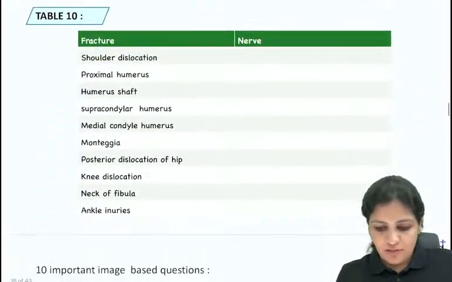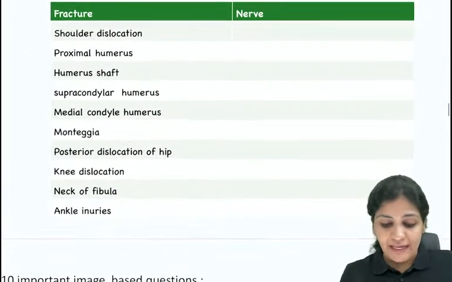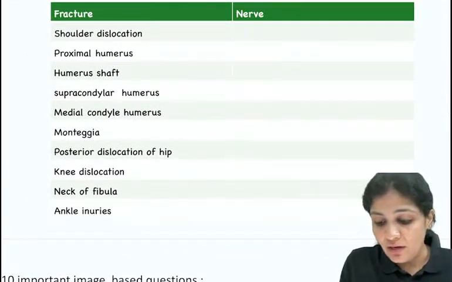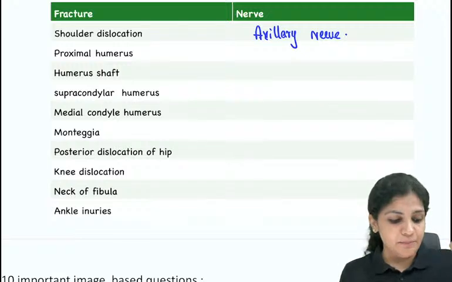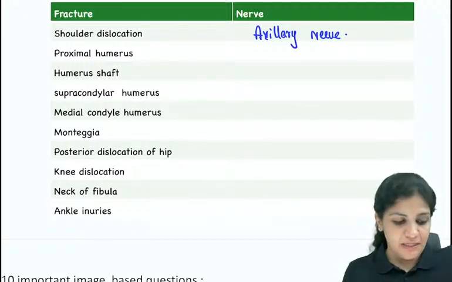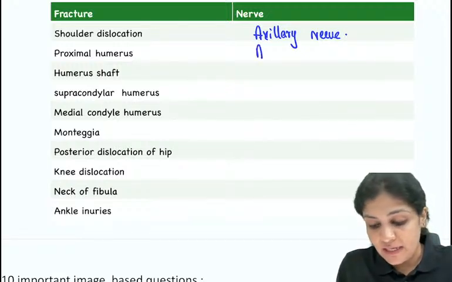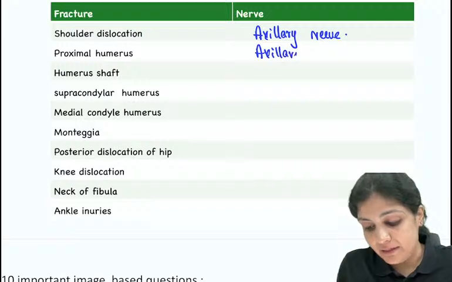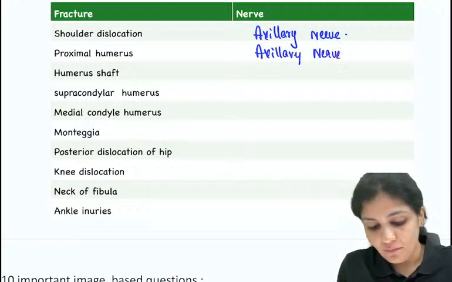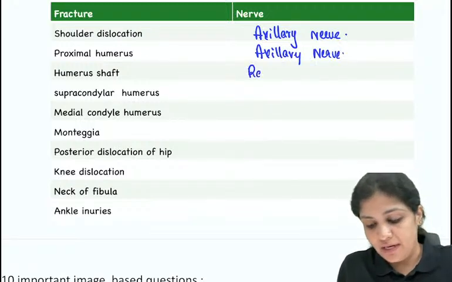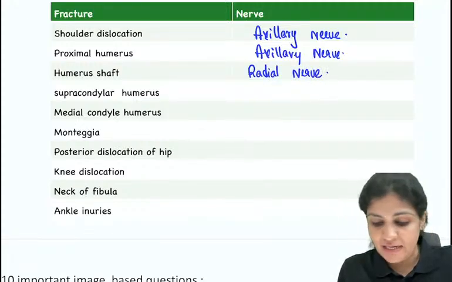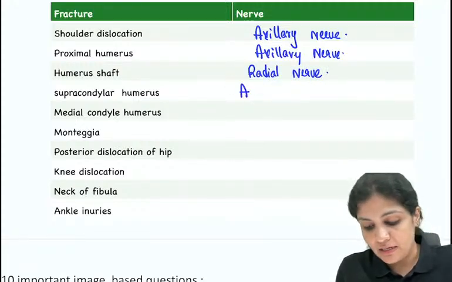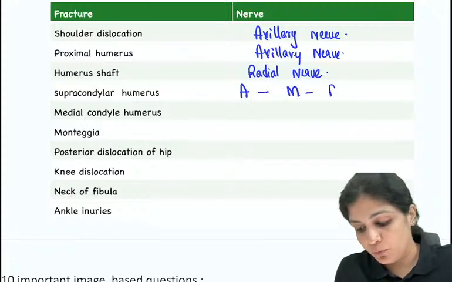Okay. Coming to the next one, nerve. Again, shoulder dislocation, it is the axillary nerve, right? Next, proximal humerus, again, it is the axillary nerve. Humerus shaft, we have already dealt with. What is Holstein-Lewis fracture? It is the radial nerve, right? And then supracondylar humerus, remember.